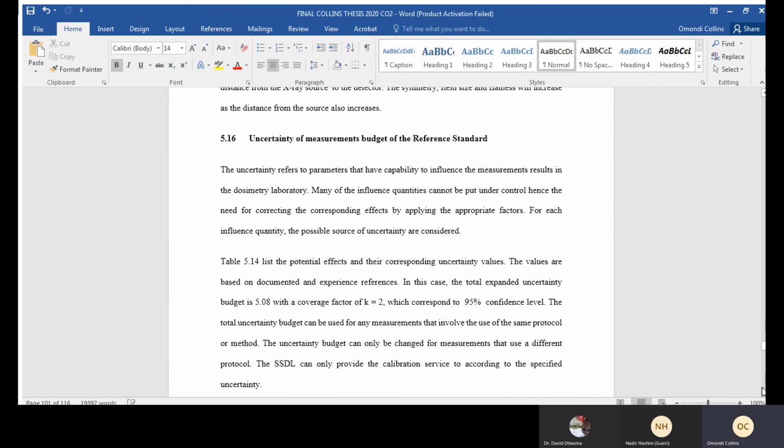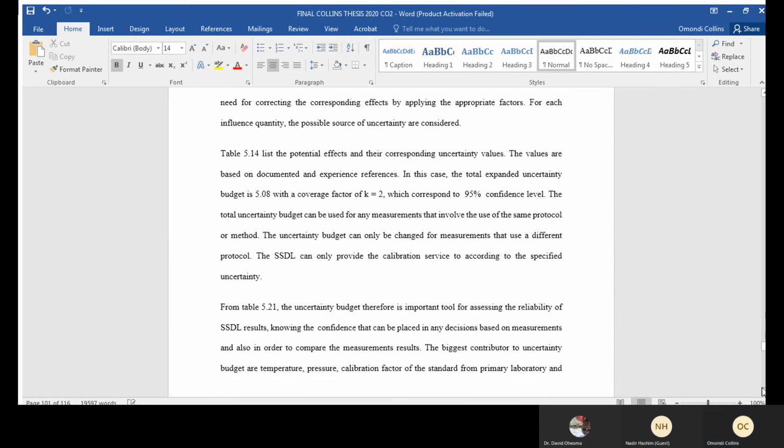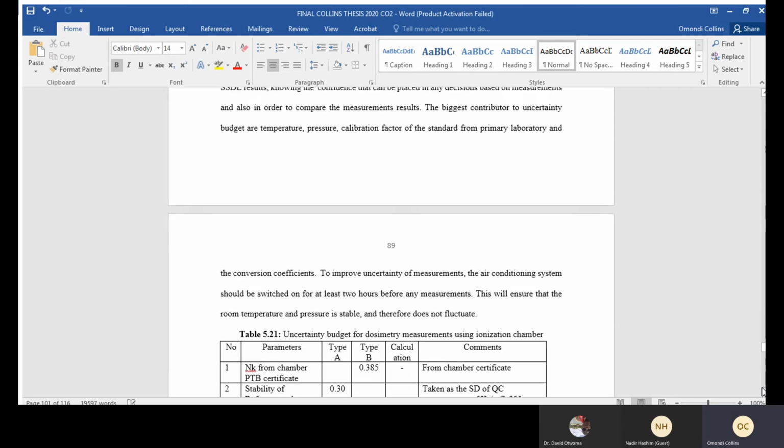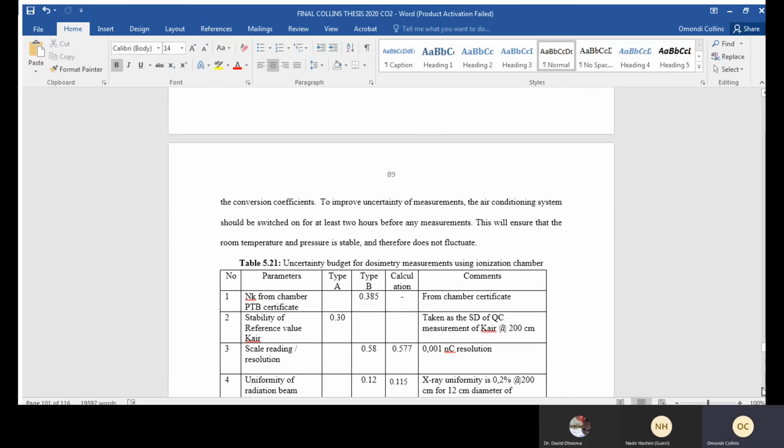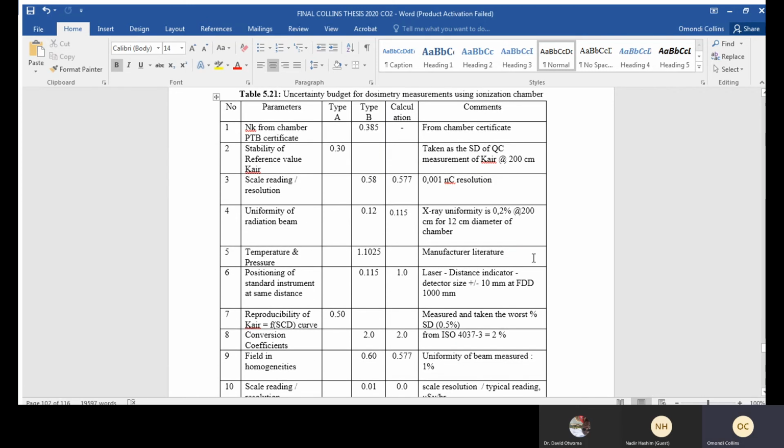So lastly is uncertainty, a measurement of all the experimental work. It is in 2 parts. The first one is on the reference standard. So as I said earlier, both type A and type B. Type A is the one that is measured.